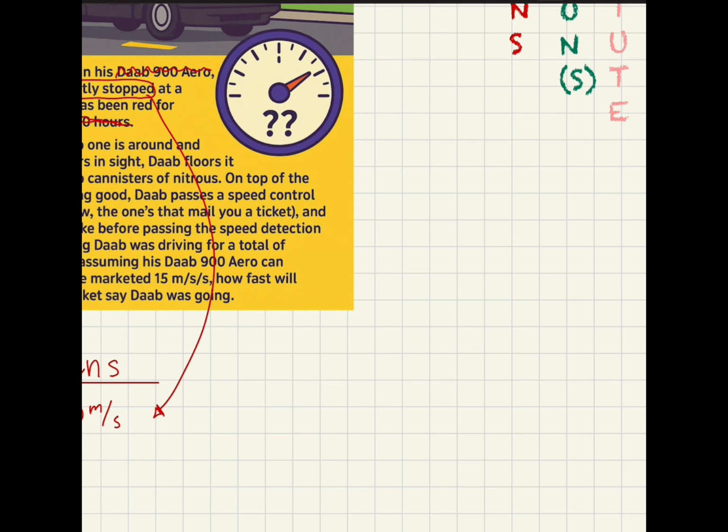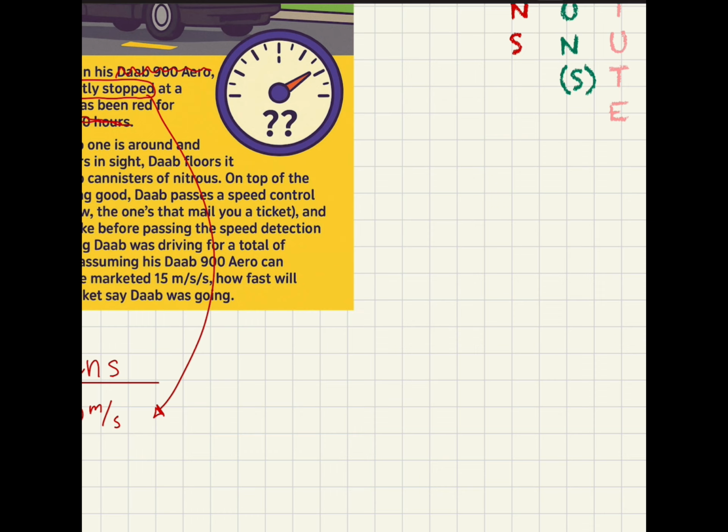On top of the world and feeling good, Daab passes a speed control device, you know, the ones that mail you a ticket, and isn't able to brake before passing the speed detection device. All right, so this whole gobbledygook text here, all it's saying is that he doesn't slow down, right? It's saying that I'm unable to step on the brakes before I hit the speed detection device, and so therefore we can't assume that I've slowed down, and we can assume that I've just accelerated continuously the whole time, pedal to the metal, nothing else going on, right?